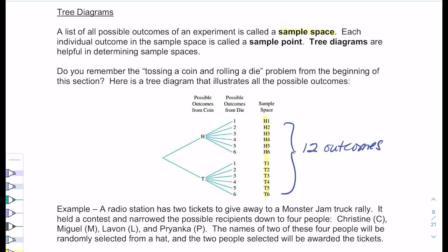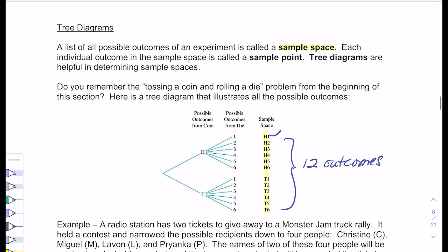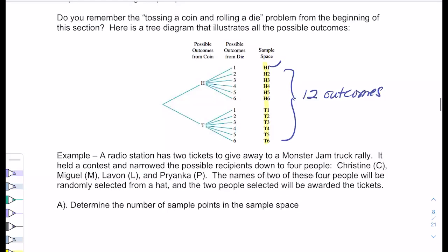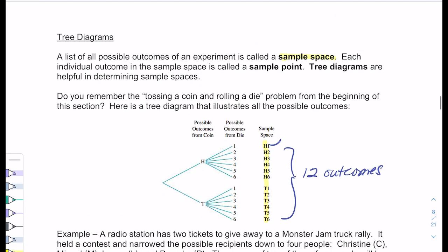So you could get a heads and you could roll a 1, or you could get a heads and a 2, or a tails and a 3. There's 12 different outcomes. Each one of these outcomes is referred to as the sample point. So H1 is a sample point, and H2 is another sample point, and so on.